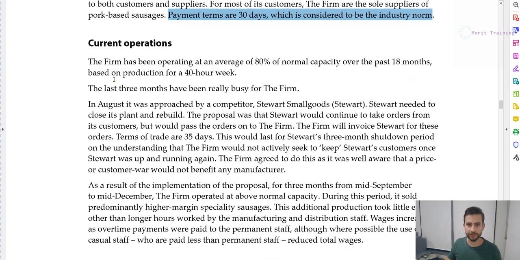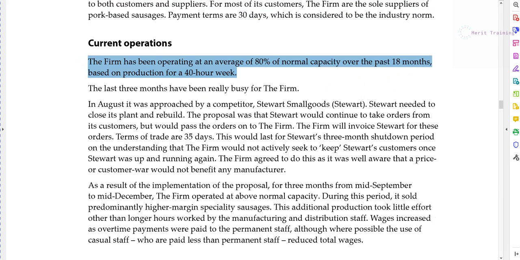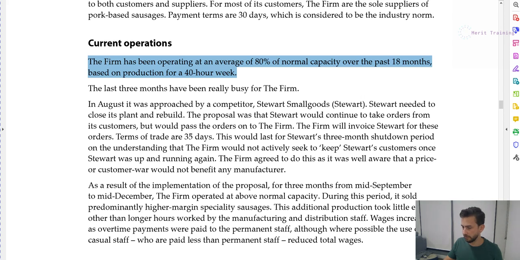Okay, current operations. So the firm has been operating at an average of 80% of normal capacity over the past 18 months based on production for a 40-hour week. That seems like an important piece of information for our calculations. And it's important because up here they were saying that the firm was considered to be operating as efficiently as possible based on scale and equipment, but they still have extra capacity.